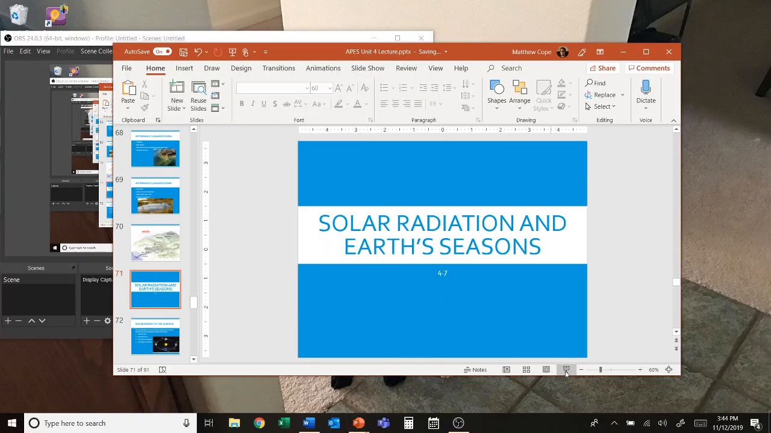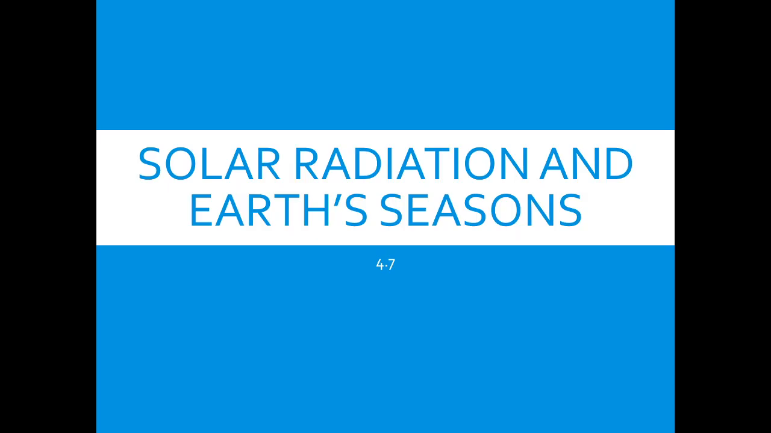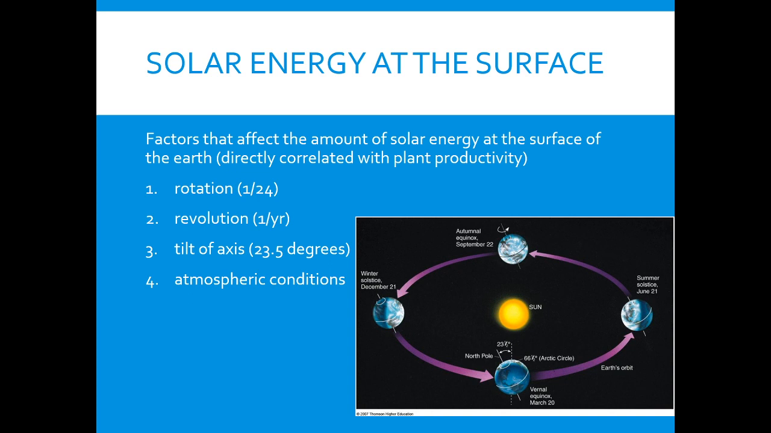Alright, this is video 7 for Unit 4 for AP Environmental Science. This is all about solar radiation and Earth seasons. So, this is just to give you an idea of the solar energy at the surface and what affects it.